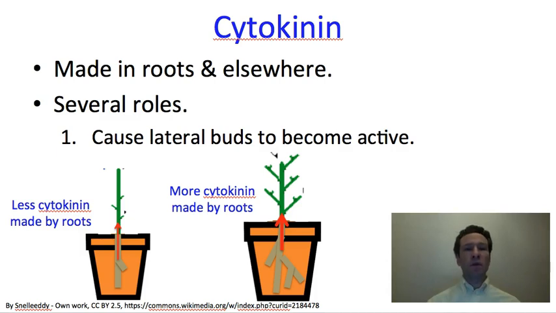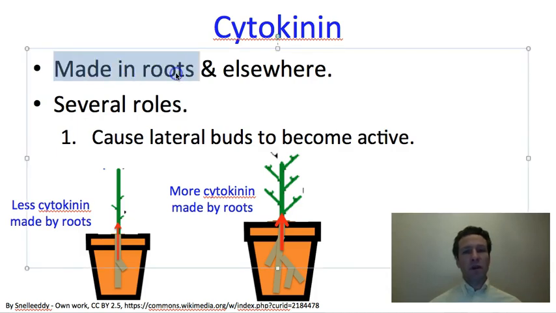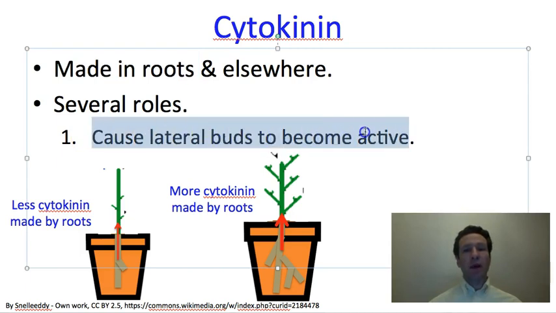The next hormone that we will talk about is cytokinin. Cytokinin, in some ways, is the reverse of auxin. In some ways, they complement one another. Cytokinin is made in the roots as well as other parts of the plants, but we'll focus on the roots for our purposes. And like auxin, it has several different roles. One role that we'll focus on is that it causes lateral buds to become active. So we just said that auxin suppresses lateral buds. Cytokinin encourages them. And remember, cytokinin is made in the roots.